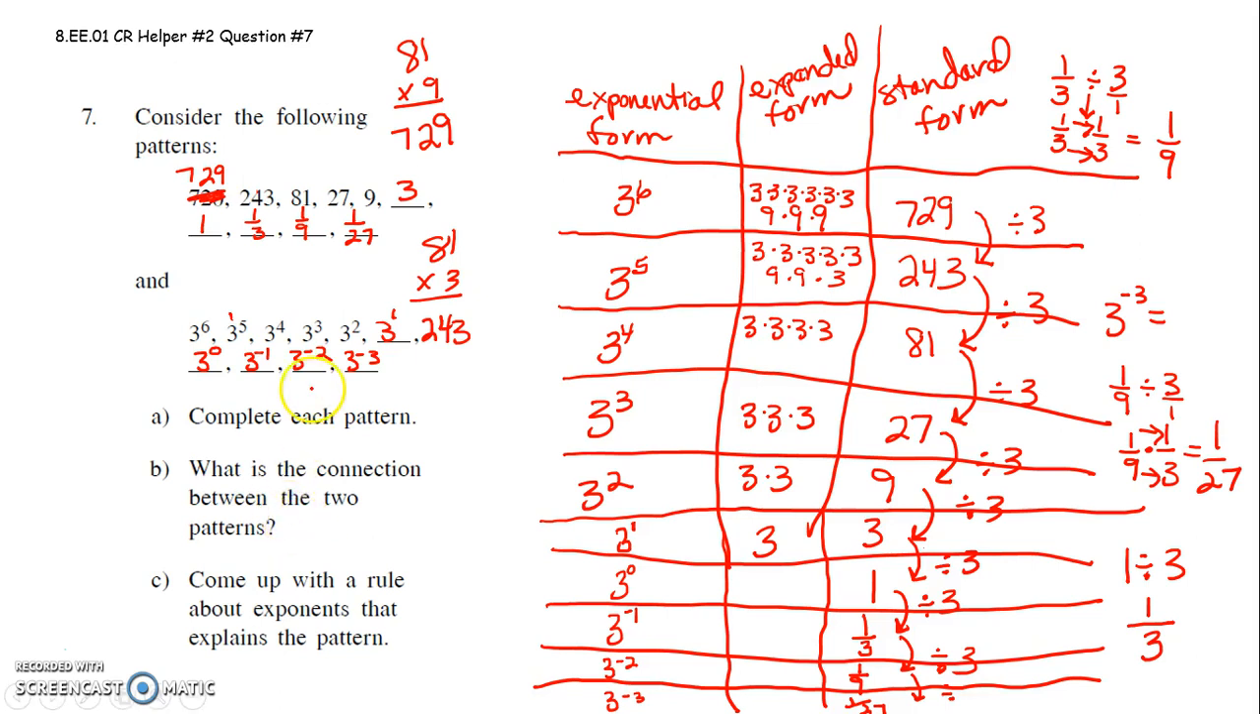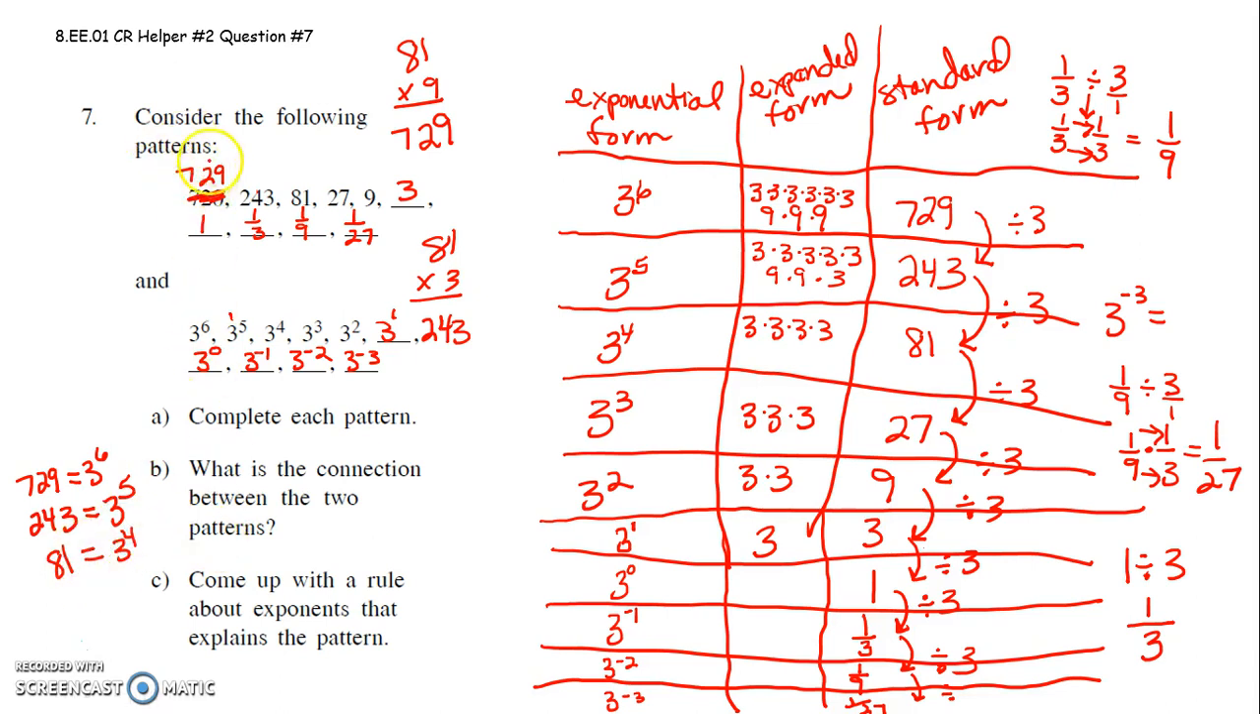The connection between the two patterns is that they actually represent the same numbers, just written in a different form. Like 729 is standard form, but it means the same as 3 to the 6th. So your first term is actually the same number written in a different form. 243 is standard form, but that's the same number as 3 to the 5th. And 81 is 3 to the 4th, and so on.